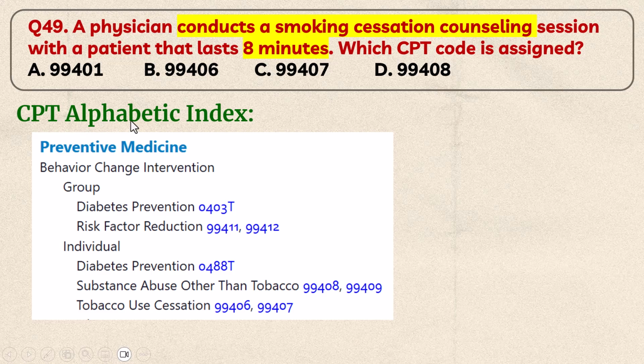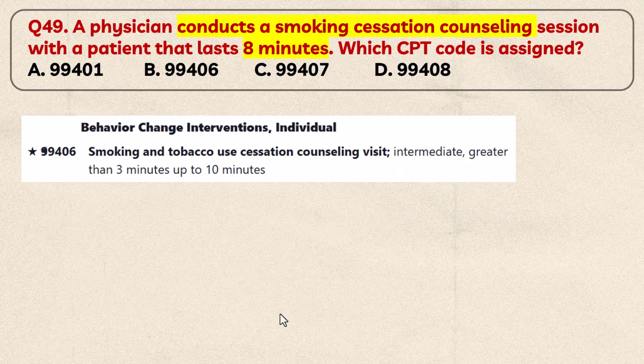So again go for the CPT alphabetic index term preventive medicine. So this is a behavior change intervention, and this is done for a single patient. So again go for the subterm behavior change intervention, individual. Here this is a smoking cessation. So tobacco use cessation. The codes are 99406 and 407. Again go to the tabular list and confirm the answer. Once you go to the tabular list, 99406 is smoking and tobacco use cessation counseling visit, intermediate, greater than 3 minutes to 10 minutes. So here it's 8 minutes. So this is included in this time slot. The correct answer will be answer B.